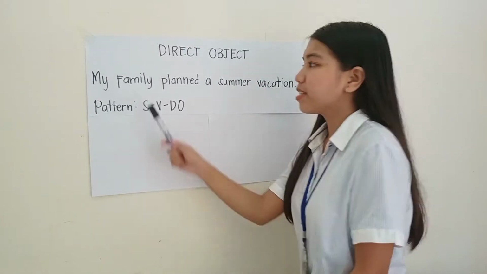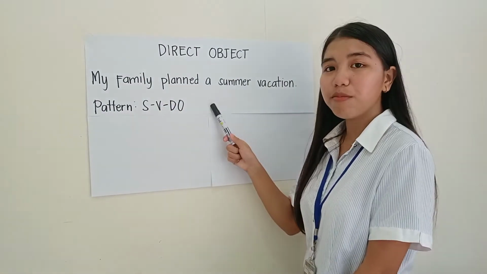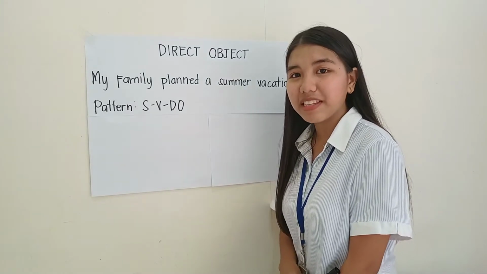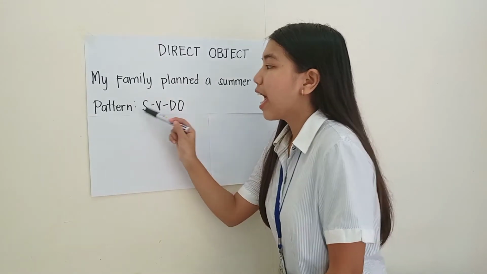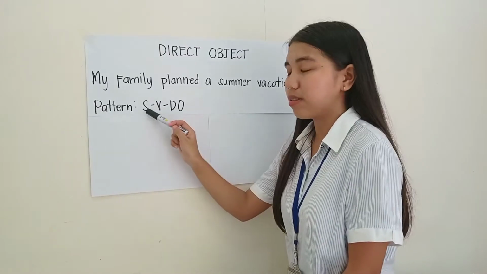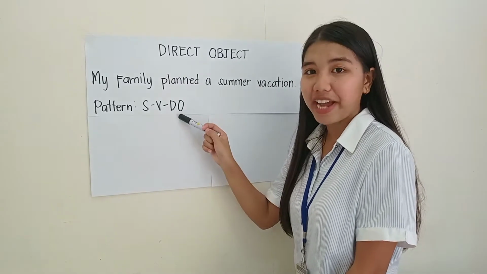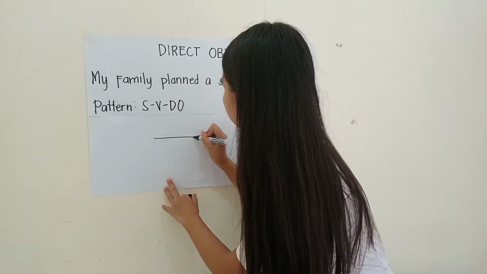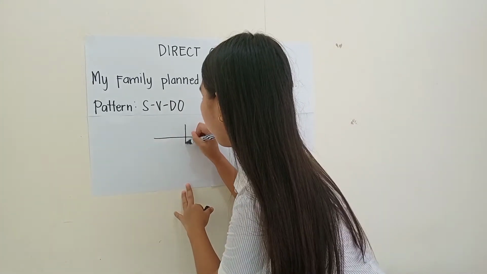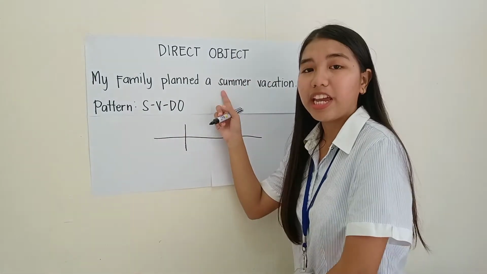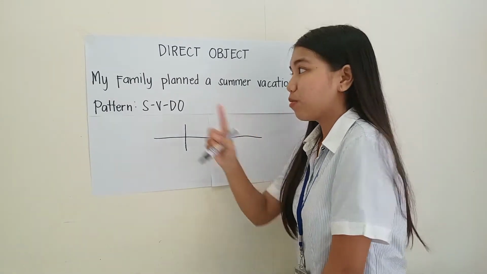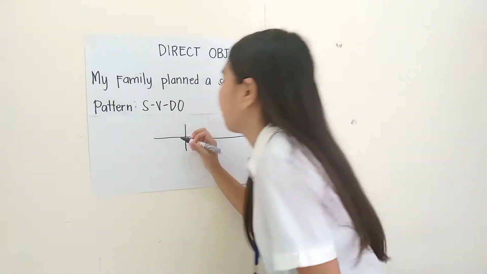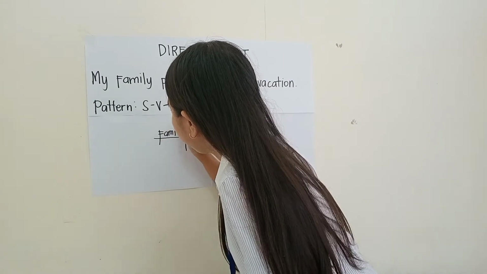We have here the sentence, "My family planned a summer vacation." In diagramming sentences like this, we have the SVDO pattern, or the subject, verb, and the direct object. First, we should draw a horizontal line and a vertical line. So what is the subject here in the sentence? The subject here is the word family. So we should write it at the left side, family.